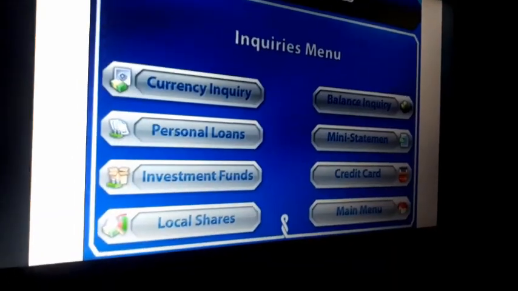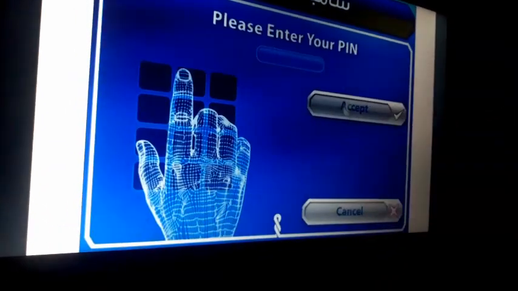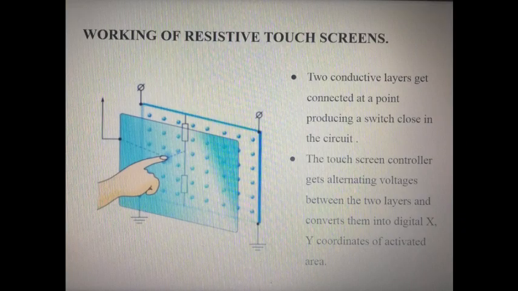The first nomination is Resistive Screen. Resistive touchscreens have the ability to use input objects like fingers, gloves, credit cards, and stylus due to being pressure sensitive. When your finger presses down on a point on the screen, the two conductor layers become connected at a point, producing a switch closing in the circuit. It behaves as a pair of voltage dividers, causing a change in the electrical voltage.